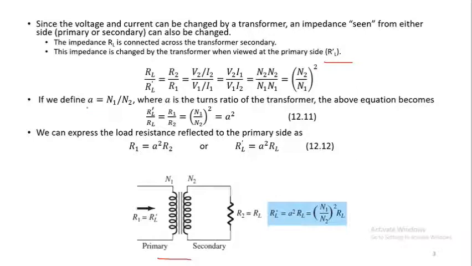So if we give it a name, which is the transformer turn ratio, we name it A, equal to N1 by N2, where A is the turn ratio of the transformer. The above equation becomes RL prime over RL is equal to R1 over R2. Taking its reciprocal, it is equal to N1 over N2 whole square, that is equal to A square.